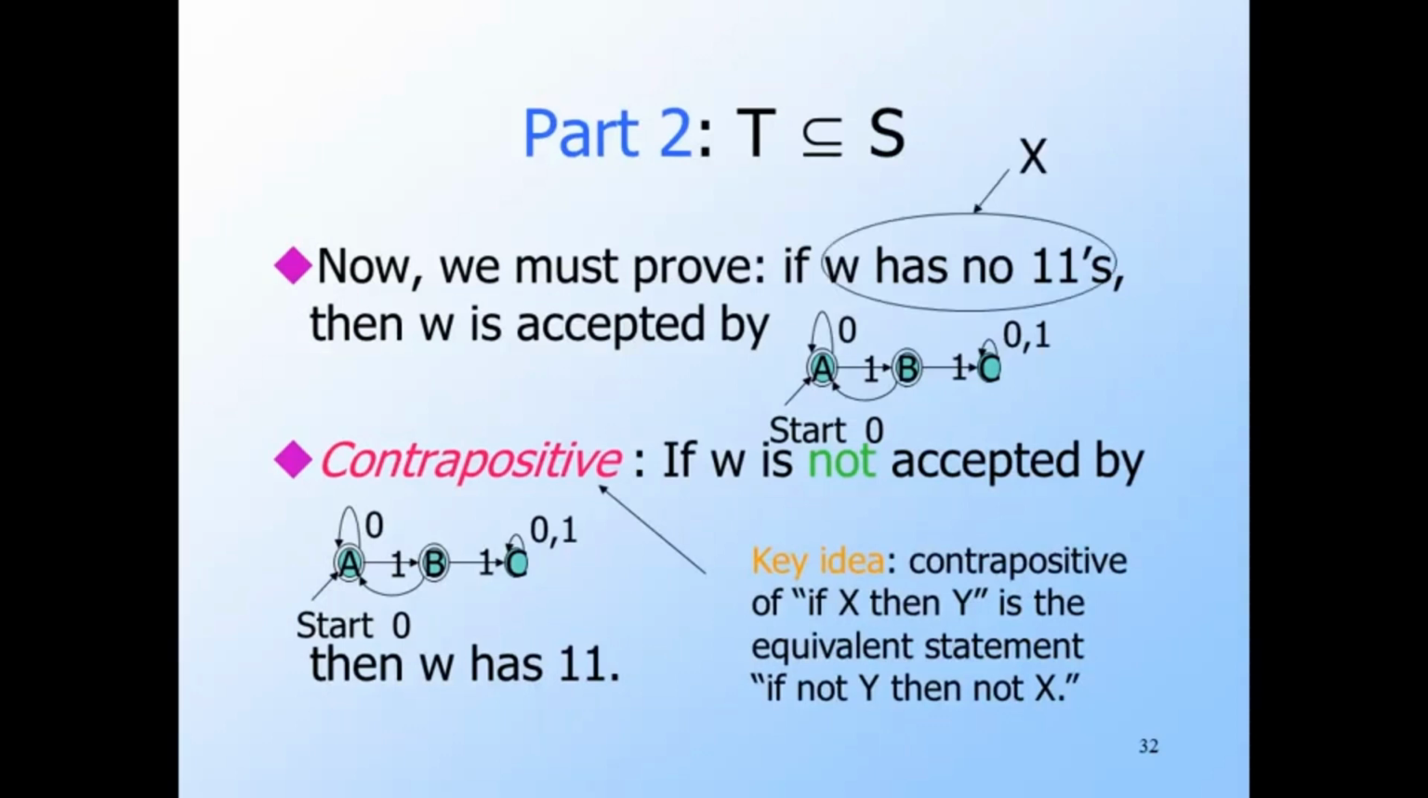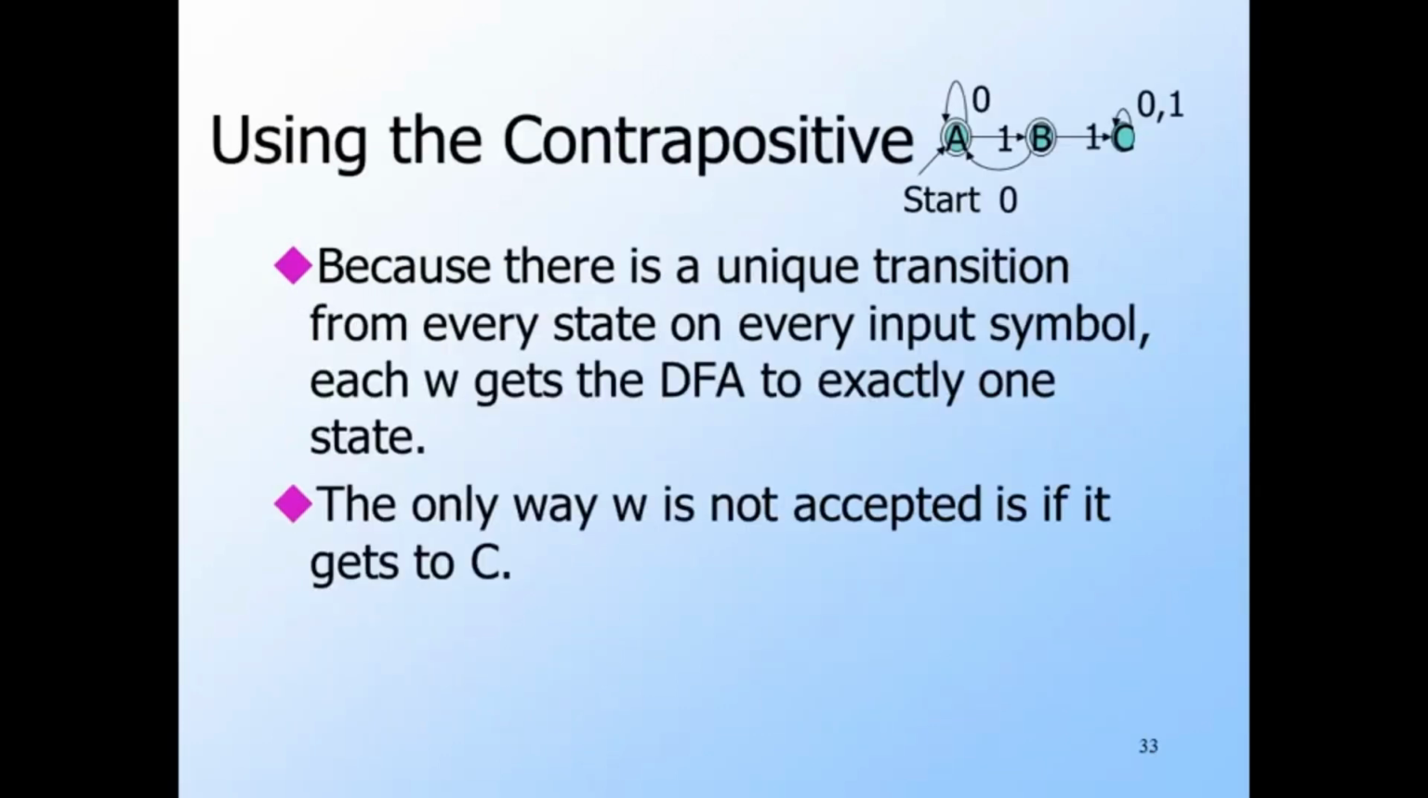In this case, X is the statement that W is a good string with no 1, 1s, and Y is the statement that W is accepted by the automaton. The contrapositive is that if W is not accepted by the automaton, then W is not a good string. That is, it contains 1, 1 as a substring. A deterministic automaton has exactly one transition from each state on each input symbol. Thus, any string W gets the automaton from the start state to exactly one state. So the only way W could not be accepted is if it gets this automaton to state C.